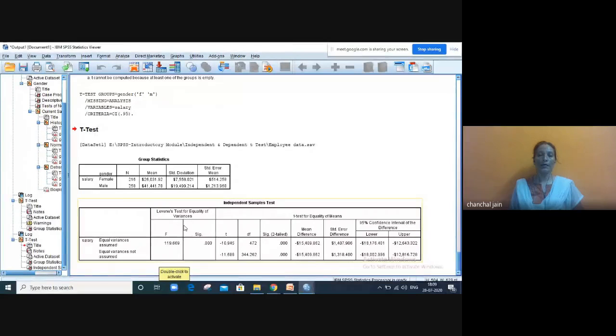As per the rule of Levene's test, the null hypothesis is that the variances of both groups are equal. According to the significance value, or the p value, we can say this p value is less than 0.05. Remember, we have set the confidence level at 95%, so that is why we need to compare this value with 0.05, which is the level of significance.